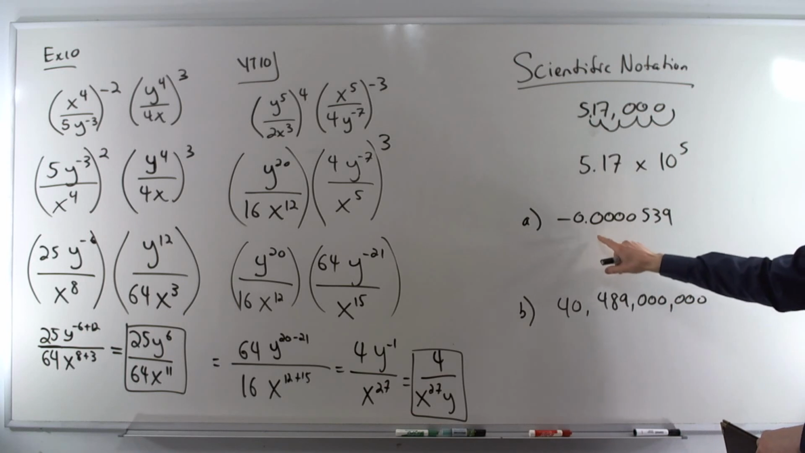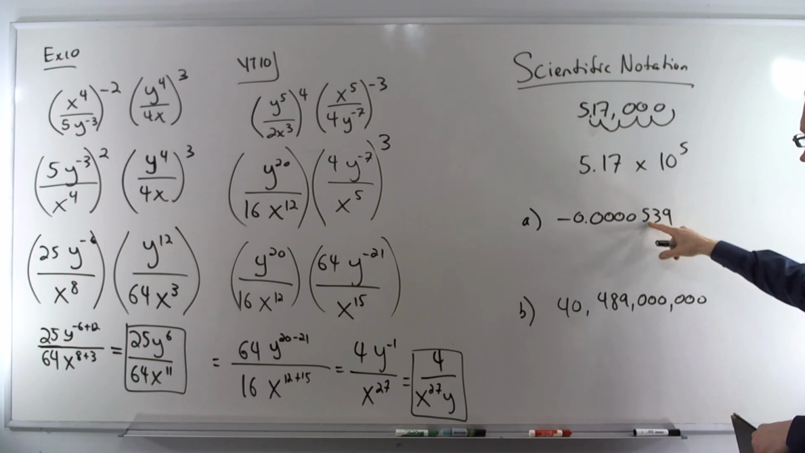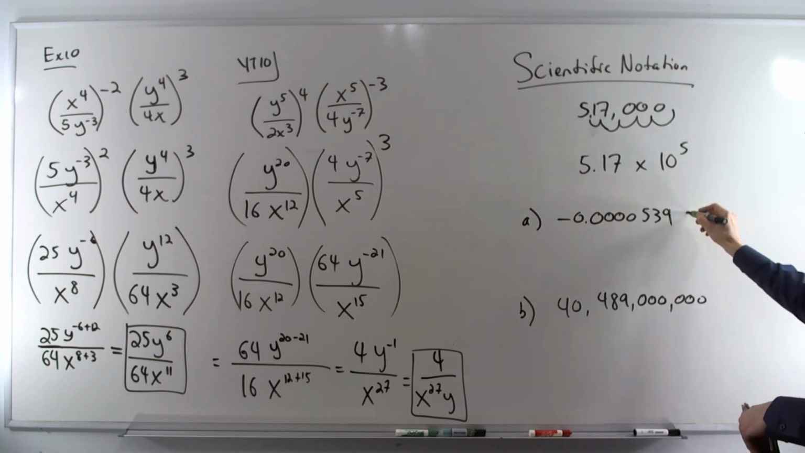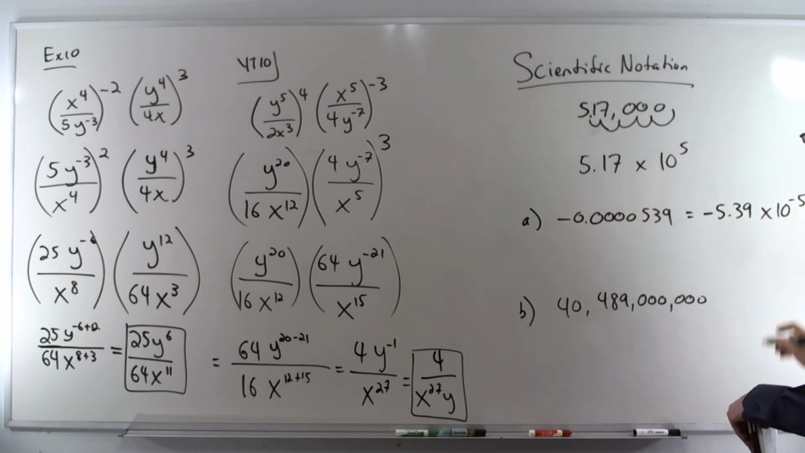So let's see how many places we have to move this one. 1, 2, 3, 4, 5 to the right. We get 5.39, and it's negative. So negative 5.39, we move it 5 to the right, so that is times 10 to the negative 5th.